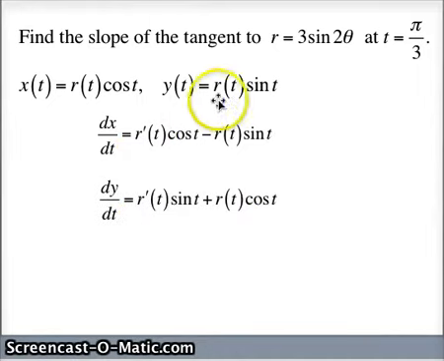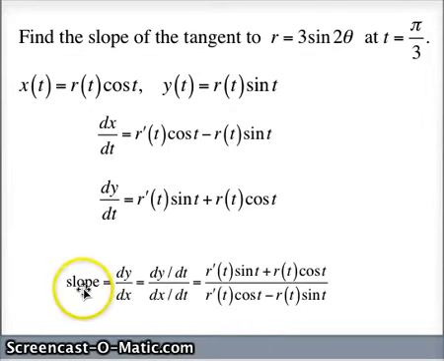Similarly, for dy/dt, the derivative of the first, r prime of t, times sine t, plus r of t times the derivative of the second, is cos t. So we now have representations for dx/dt and for dy/dt. The slope, of course, dy/dx, is dy/dt divided by dx/dt.